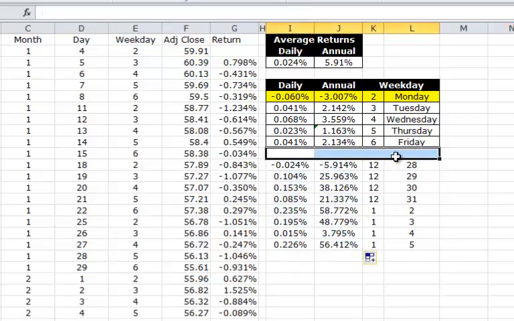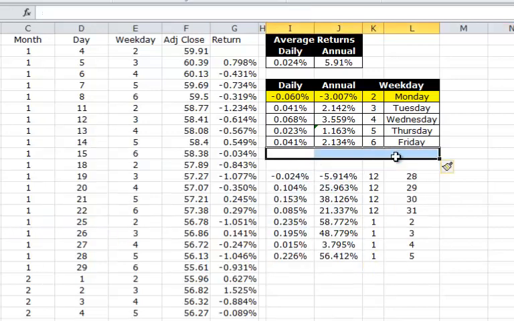Just remembered that I want to scoot this down a little bit so I can put labels. So again, this is daily returns, this is annual returns, this is now month, and this is now day. Center that.